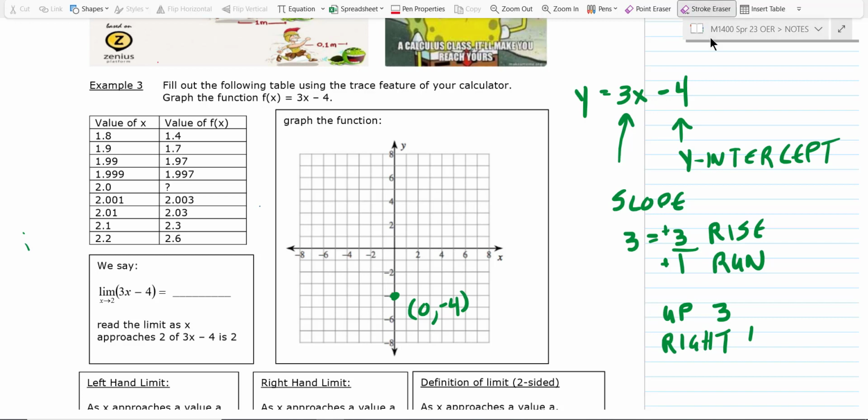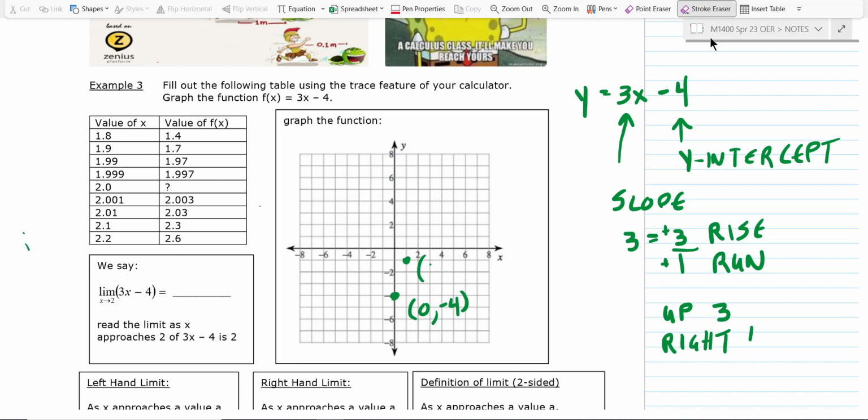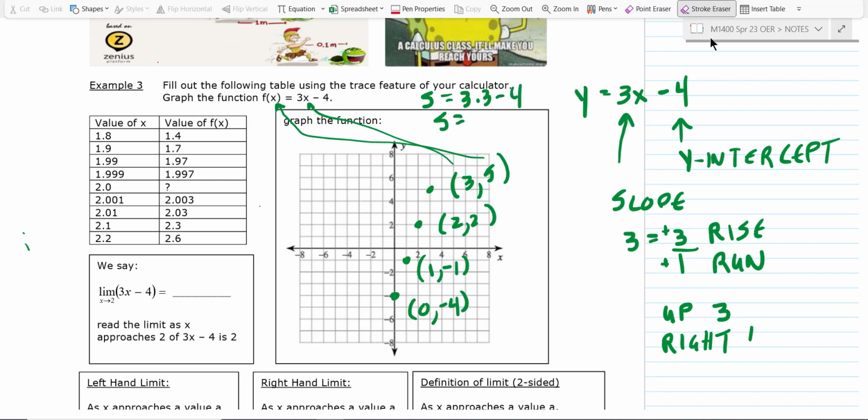So from this point, what you would do is you would go up 1, 2, 3, and then over 1. That would take you to another point on the line. That's (1, -1). And then I could go 1, 2, 3, up and over 1 to get to the point (2, 2). And I'm going to go ahead and just do that one more time. Go up 1, 2, 3 over 1. And that takes you to the point (3, 5). And all of these numbers are solutions to this equation. So notice if you take this point (3, 5), if you plug in 5 for the y value and you plug in 3 for the x value, you get 5 equals 3 times 3 minus 4, which is true.